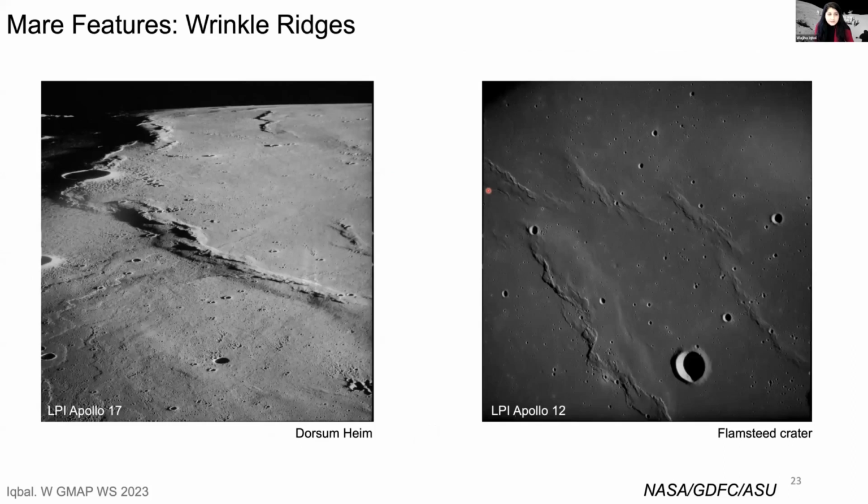And as I mentioned before, wrinkle ridges are a tectonic feature based on Mare. You commonly find them in Mare because they form due to the collapse and contraction when a lot of Mare deposits, or volcanic deposits, accumulate and fall under their own weight, and it forms the first fault.